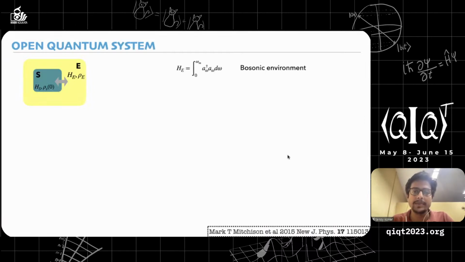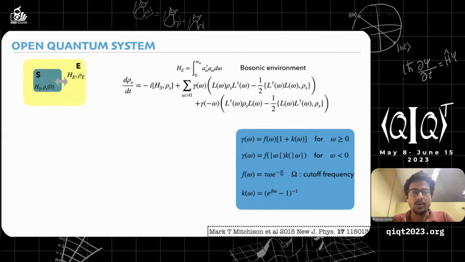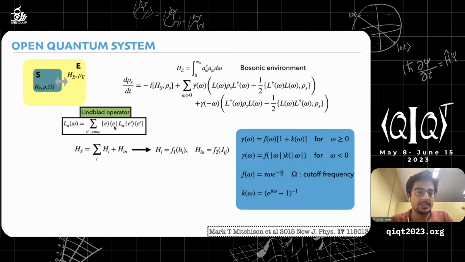Now, for our case, we have taken the environment to be a bosonic environment. In that case, we get the Lindblad master equation, where gamma omega and gamma minus omega are basically the correlation functions of the environment. For a bosonic system, this boils down to a bosonic distribution. F omega can be taken otherwise, and then we get some other non-Markovianity or Markovianity in the system. For now, the Lindblad operator takes this form, built from the eigenstates E and E prime of the total system Hamiltonian HS.